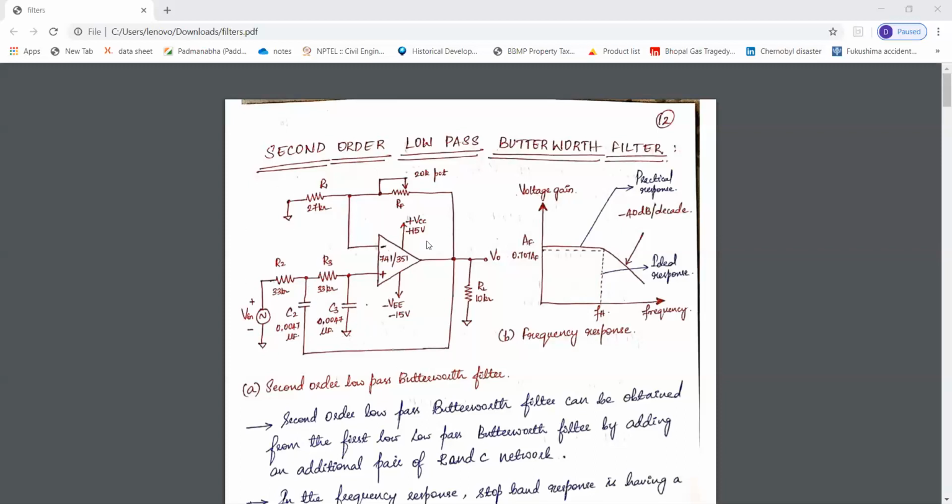So this is the configuration of the second order low pass Butterworth filter, and these resistors R1 and RF will determine the gain of the filter, and these resistors R2 and R3 along with the capacitors C2 and C3 will determine the high cutoff frequency FH of the low pass Butterworth filter.